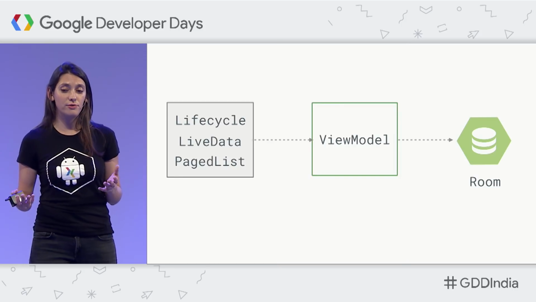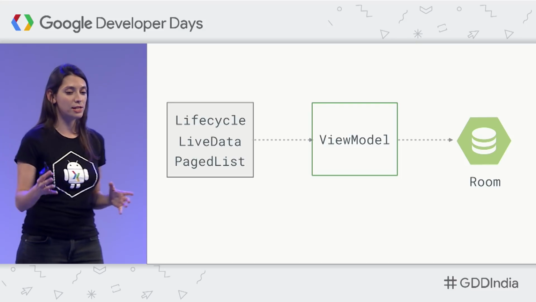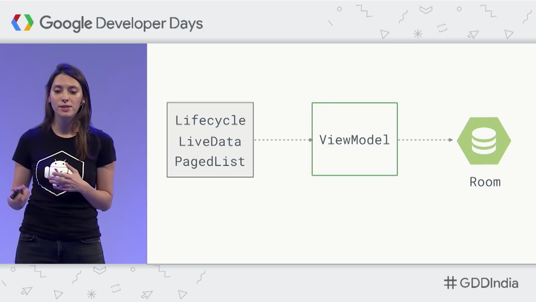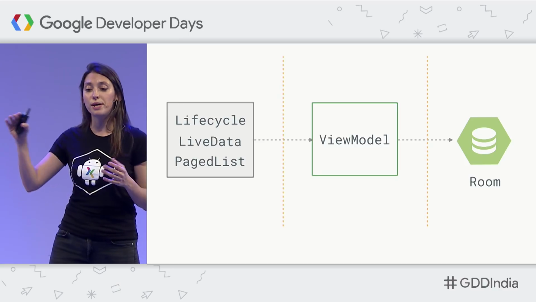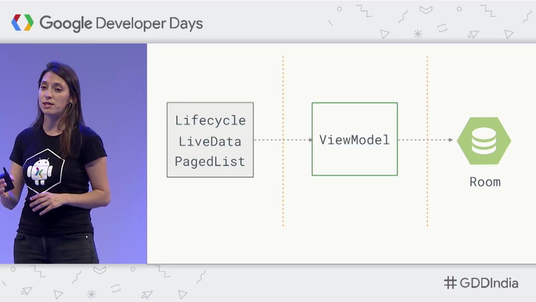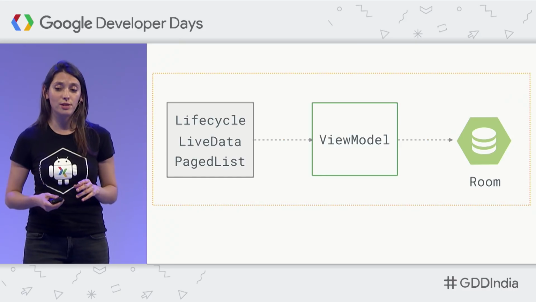So we had a lot of new concepts and components. We have Lifecycle, LiveData, PagedList, ViewModel, we have Room. But the thing is that you can use them separately. You can pick and choose the ones that you need for your application. Or, if you want, you can use all of them together.